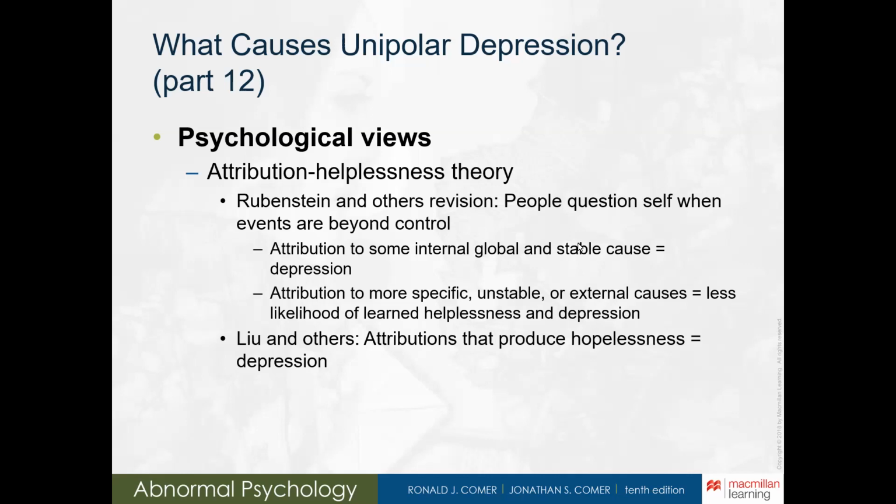An attribution, to be more specific, to unstable or external causes will equal less likelihood of learned helplessness and depression. So, when they're able to look at these causes and not take responsibility, they will not act helpless and they will reduce the chances of developing depression. Liu and colleagues also found that attributions that produce hopelessness can also lead to depression.